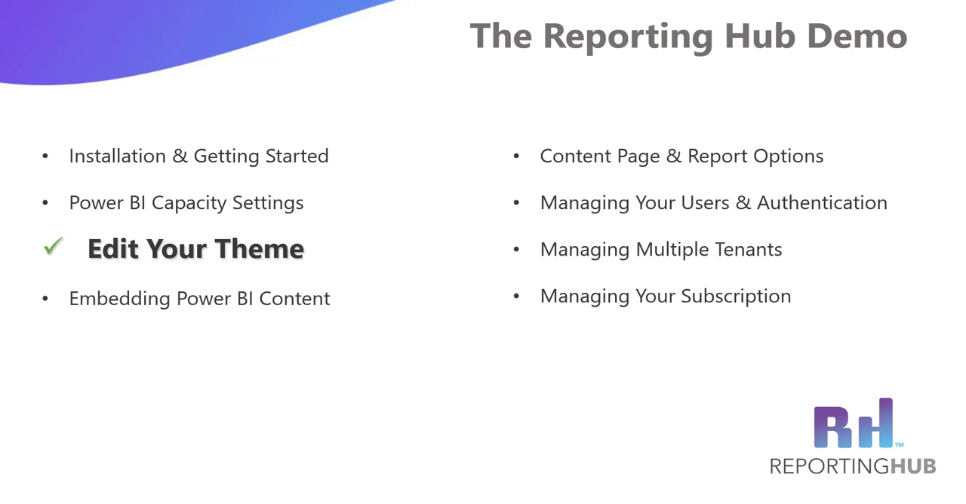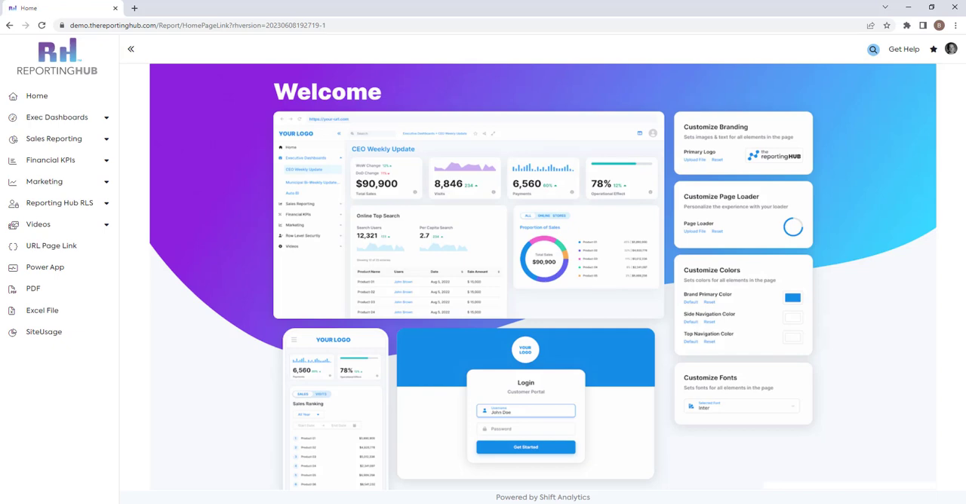Next, we're going to talk about editing your theme. So the Reporting Hub is a 100% white label application, so you can make it look any way you want. You can match your corporate identity. You can add your branding. You can add your logos. When you're done, it will look exactly like you want it to look.